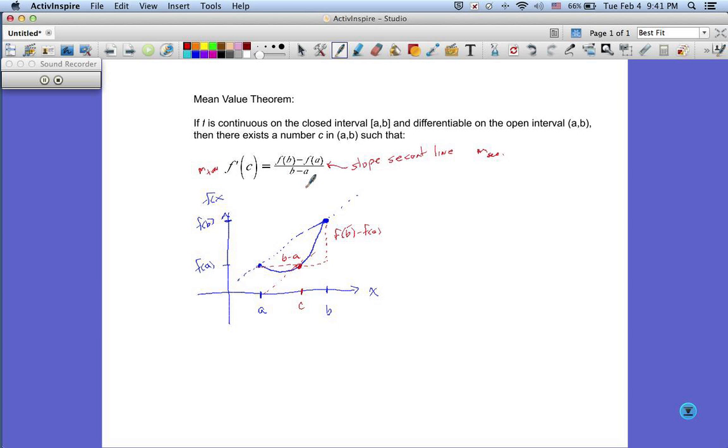But the main application we'll discuss later is somebody's average velocity. That would be your slope of the secant line, okay, the total distance traveled, f of b minus f of a, over the amount of time, b minus a. The average velocity is equal to, at some point, your instantaneous velocity. That's what this is saying. Your average is equal to the instantaneous at some point, at least one point. Okay, and that should make sense.